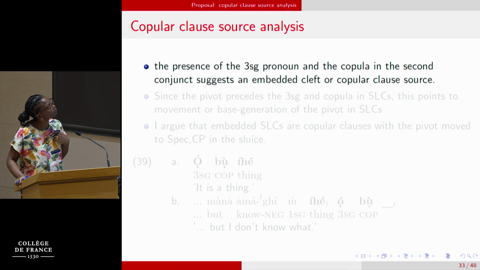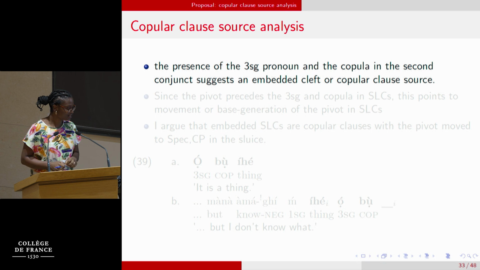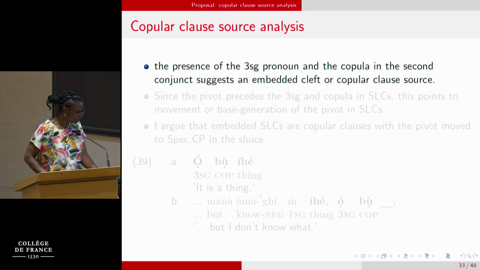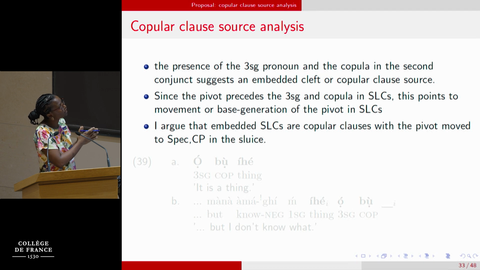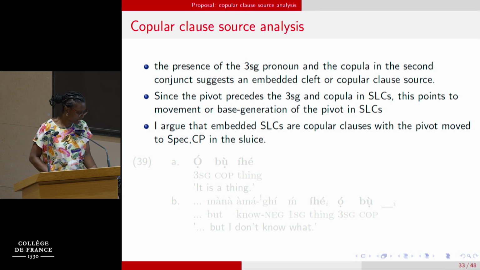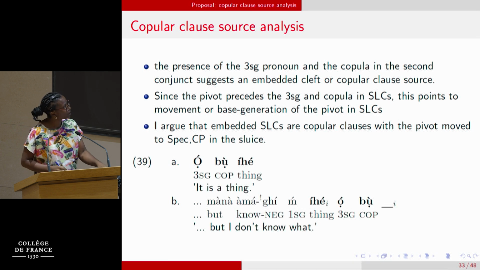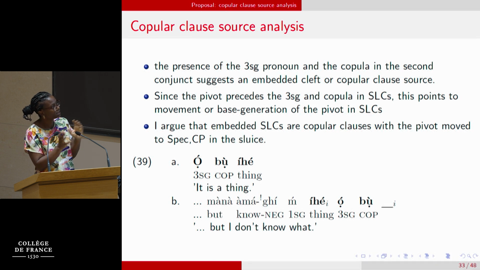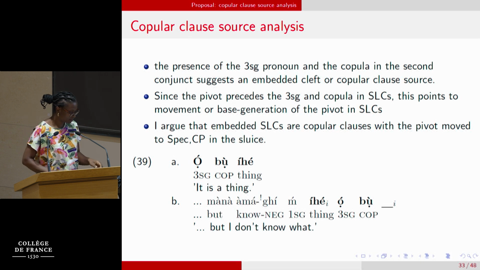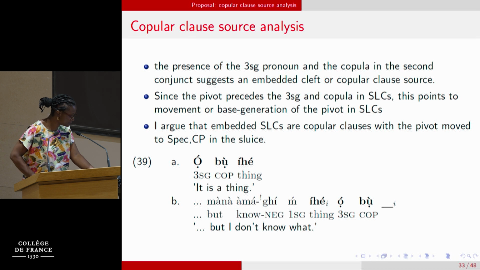So the same proposal applies to the case of matrix sluicing here. The presence of the third person pronoun as well as the copula already suggests that we are dealing with two things. It's either we have a cleft construction in this clause or we are dealing with a copular clause. So I'm going to go with the idea that these are copular clauses, and I'm going to argue that they are copular clauses, and what we see is that the post-copular element here is moved, and we have the rest of the clause in the sentence.